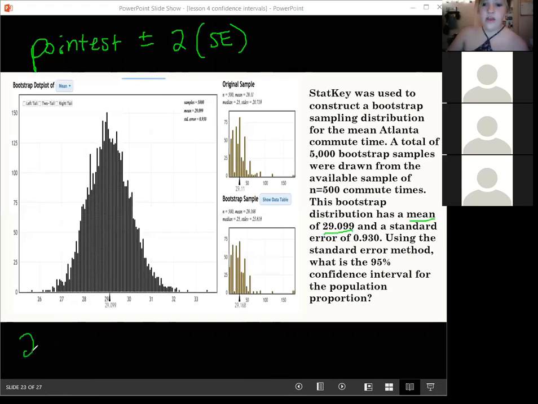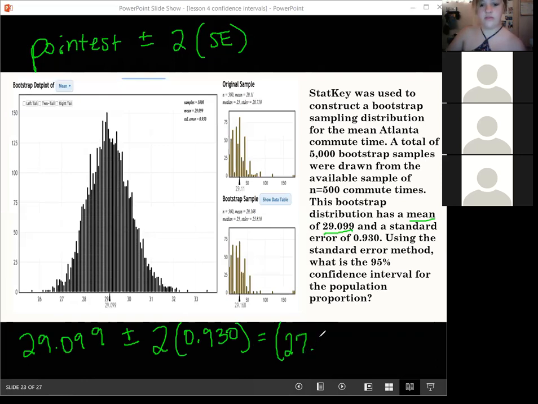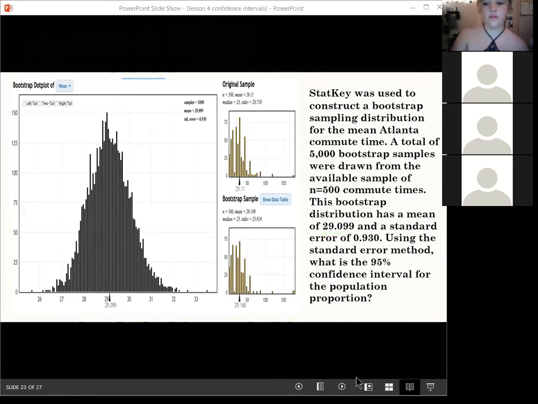So we're going to choose 29.099 plus or minus 2 times our standard error, which they give you as 0.930, which definitely gives you this interval of 27.239 to 30.959. So great, you guys did a great job with that one. Definitely understand that standard error method. So awesome. Alrighty, a few more.